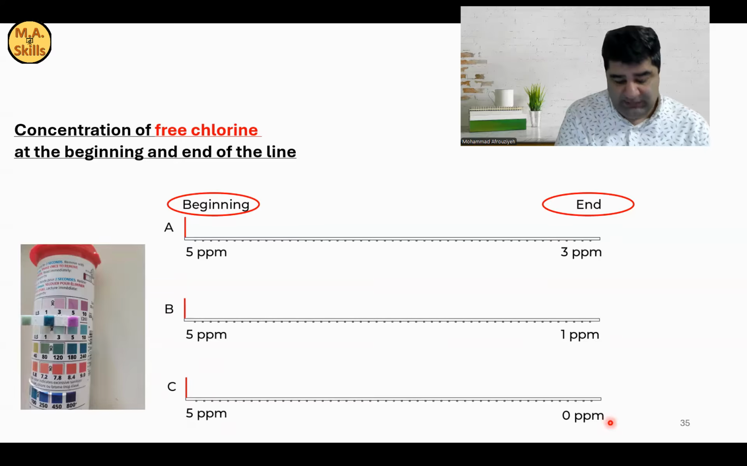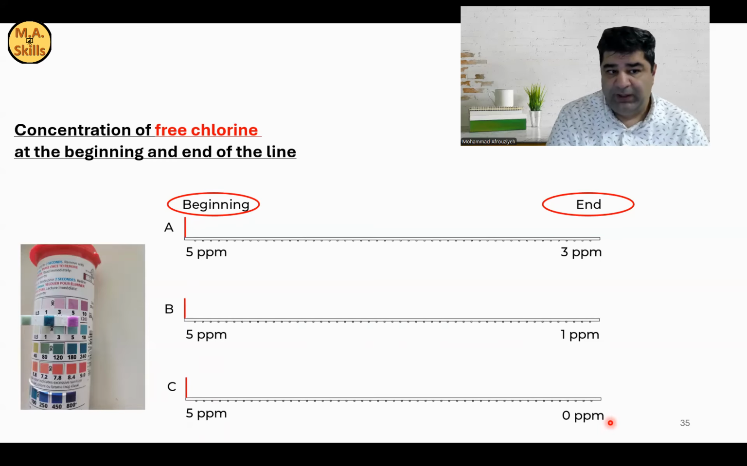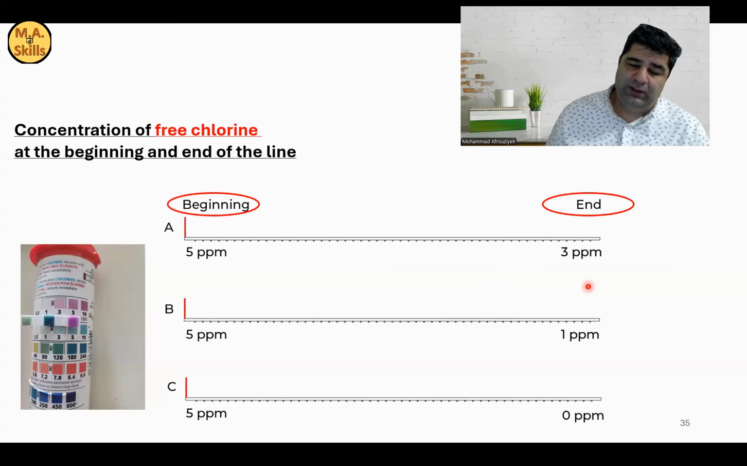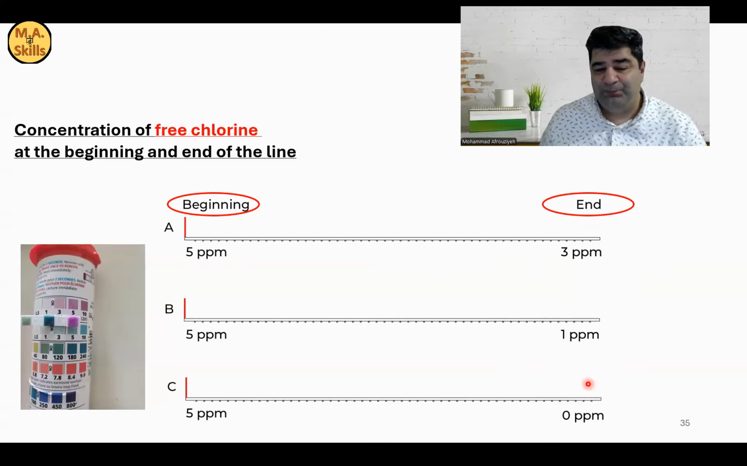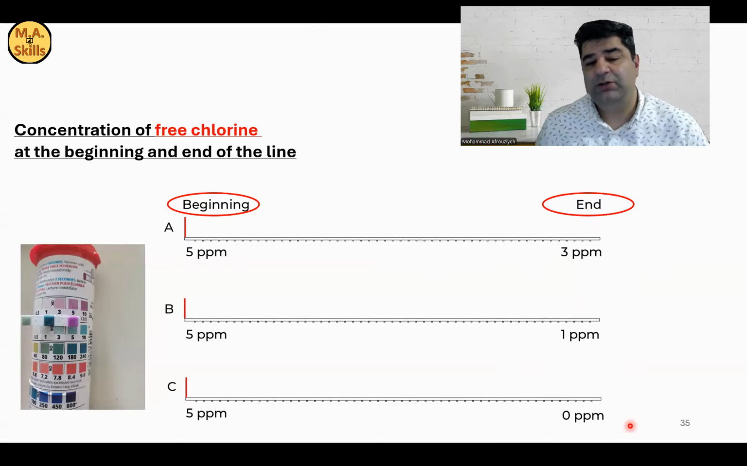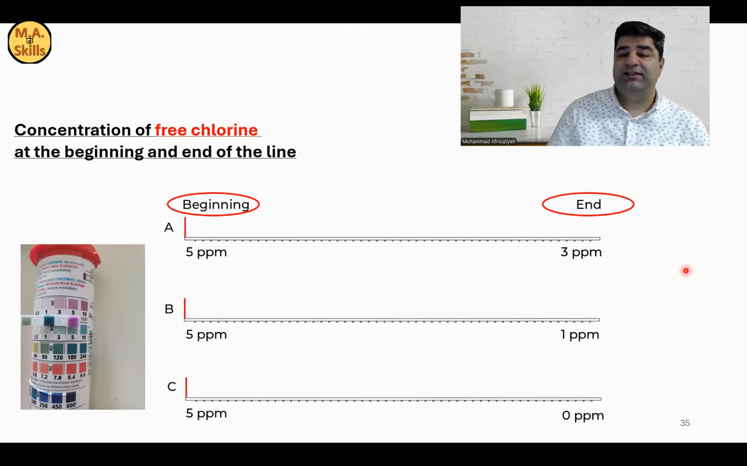So the question is, which line is cleaner? You are adding chlorine into these 3 water lines. And as you can see, the initial ppm is the same, 5 ppm for all of them. But at the end of the water line, for water line A, it is 3 ppm. For water line B, it is 1 ppm. But for water line C, it is 0 ppm free chlorine. So which line is cleaner?